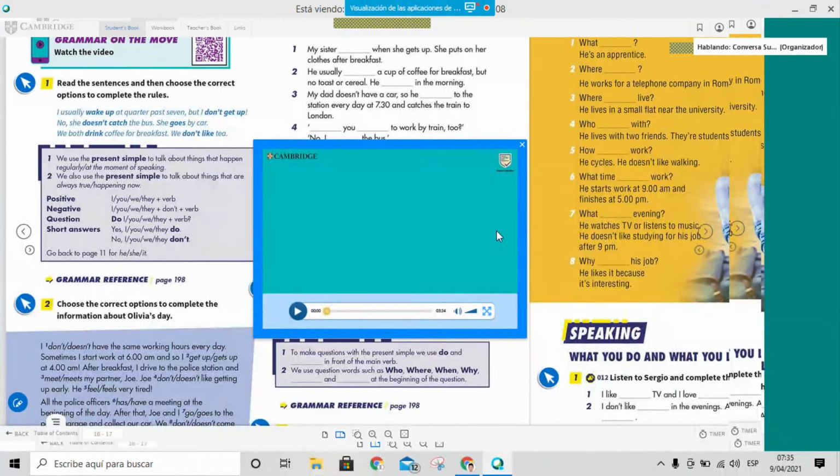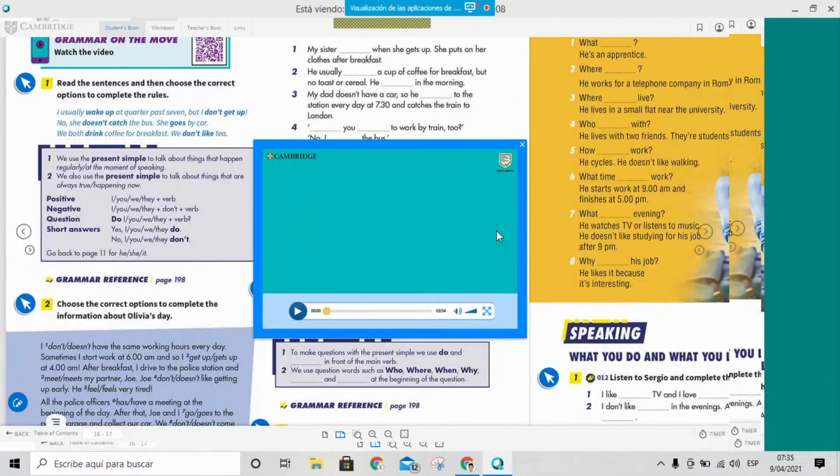My sister is a doctor, and she works in a local surgery. The surgery opens at 7 a.m., so she gets up early most mornings. She sees patients in the morning and afternoon. She doesn't work in the evenings.